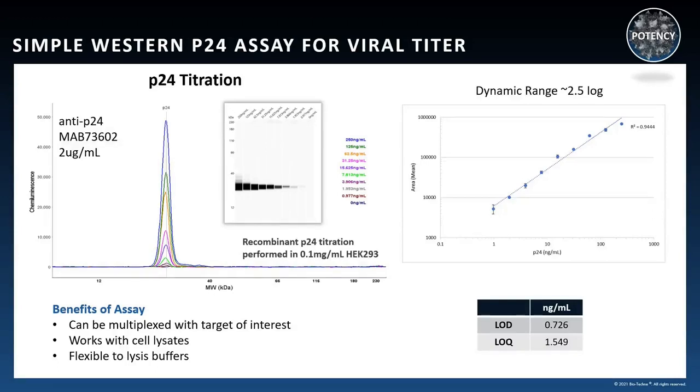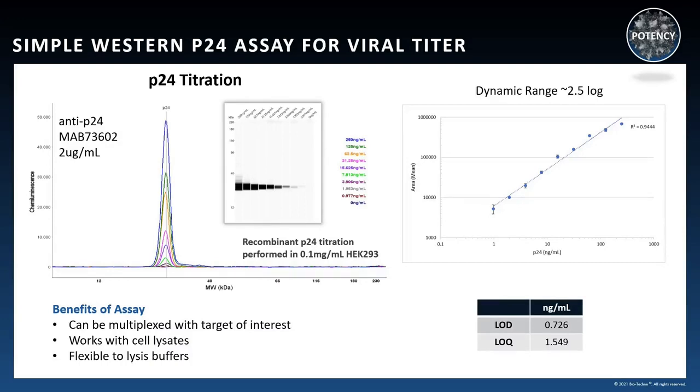We also have developed a simple Western assay to estimate lentivirus titer by measuring P24. We're still working on this, but thus far we have an 11-point two-fold titration curve for recombinant P24 in 100 microgram per mil HEK293 lysate. The assay right now has a dynamic range of approximately 2.5 log, with LOD and LOQ around 1 nanogram per mil. We intend to continue working on this assay and start testing some lentivirus samples soon.